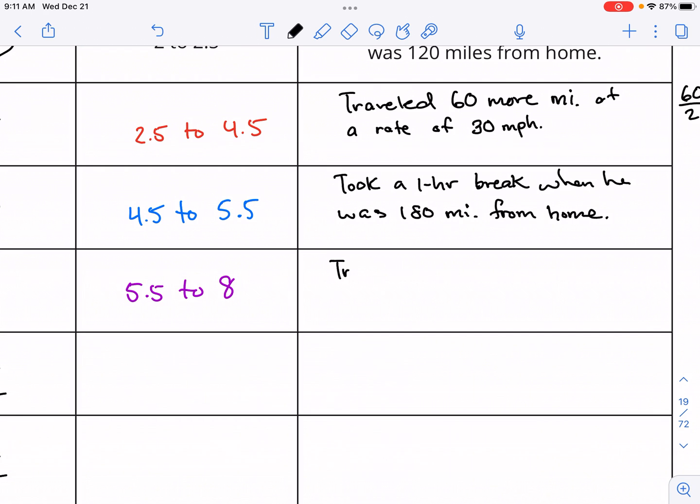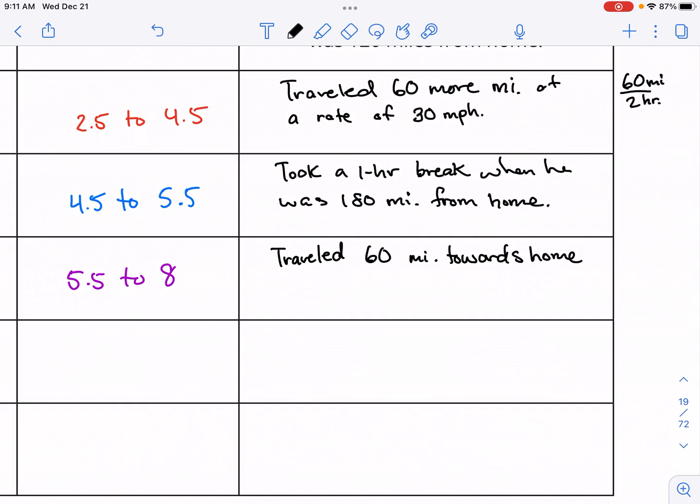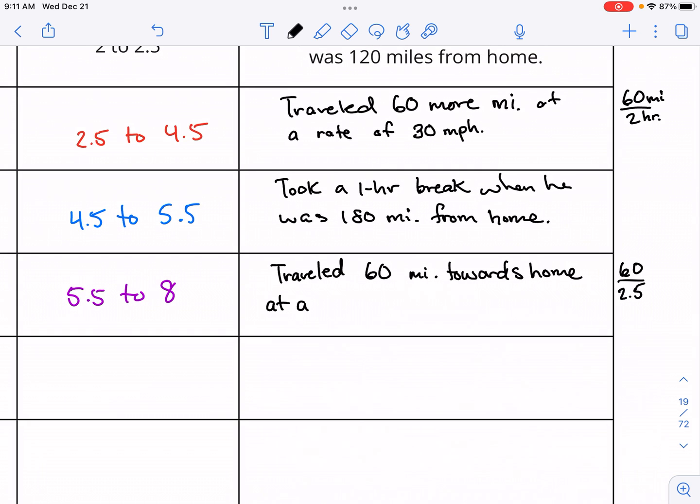All right, Greg traveled 60 miles. And instead of from home, he's going towards his home. And we'll say towards home. And that was 60 miles in, it looks like 2.5 hours. Right, 2.5. So we can try to divide that. So we're dividing it to just determine how much it is miles per hour. So I'm going to just put this into my calculator. 60 divided by 2.5. So this equals, we'll say at a rate of 24 miles per hour.